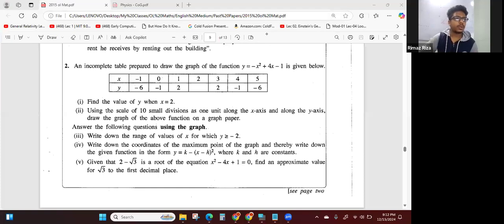Okay. So here in this function, what is the function? Y equals minus x squared plus 4x minus 1. In this function, the highest order of x is 2. 2 is the highest order, right? Or the degree. Okay, highest degree is 2. So therefore, this is the quadratic function.